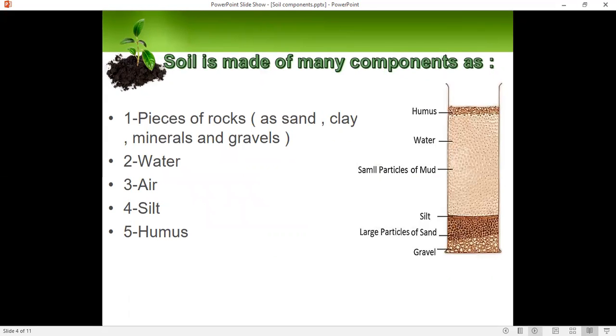So here are the soil components. As you can see, pieces of rocks such as sand, clay, minerals, gravels, and water, air, silt, and humus. So gravel, sand, silt, these are pieces of rocks. Air, mud, water in this layer, and the humus at the top of the layer.